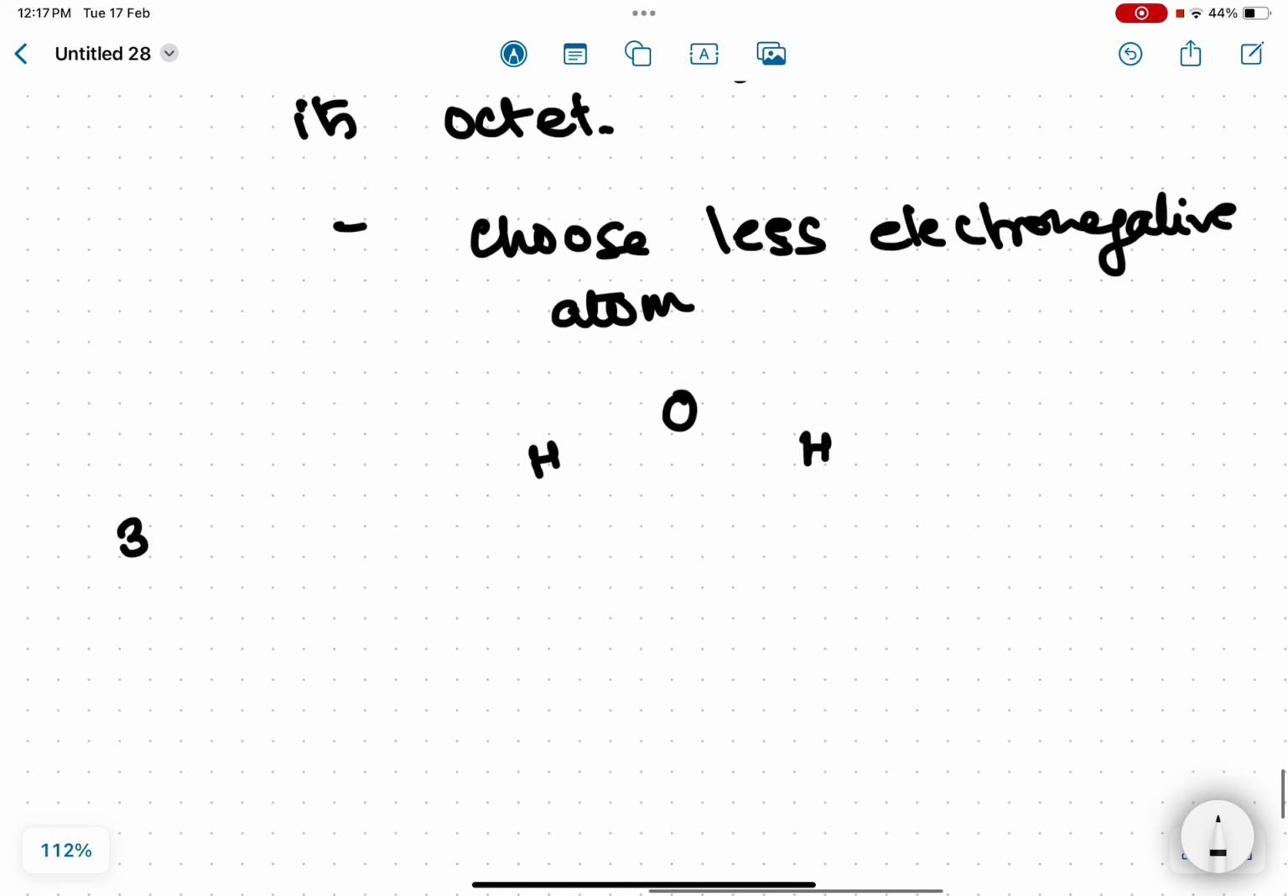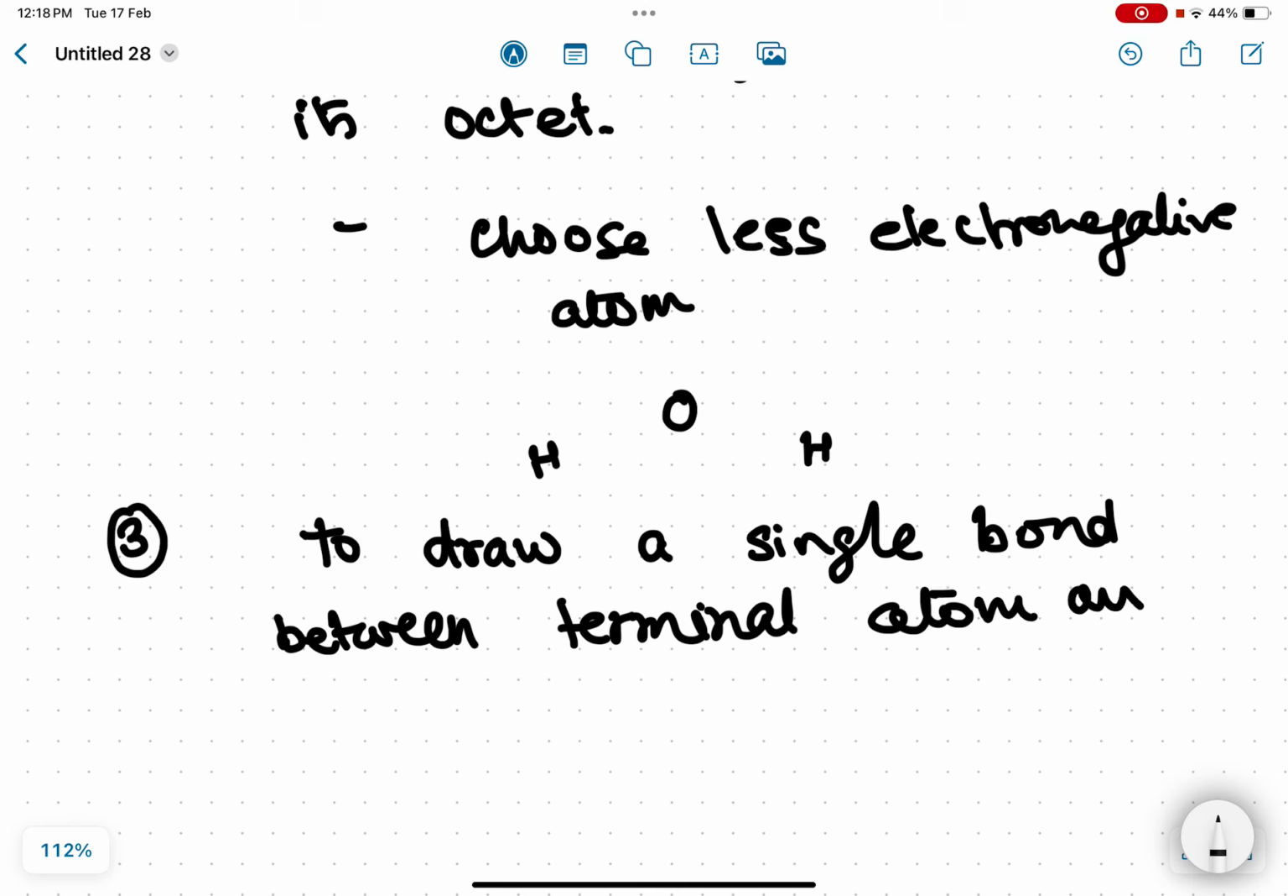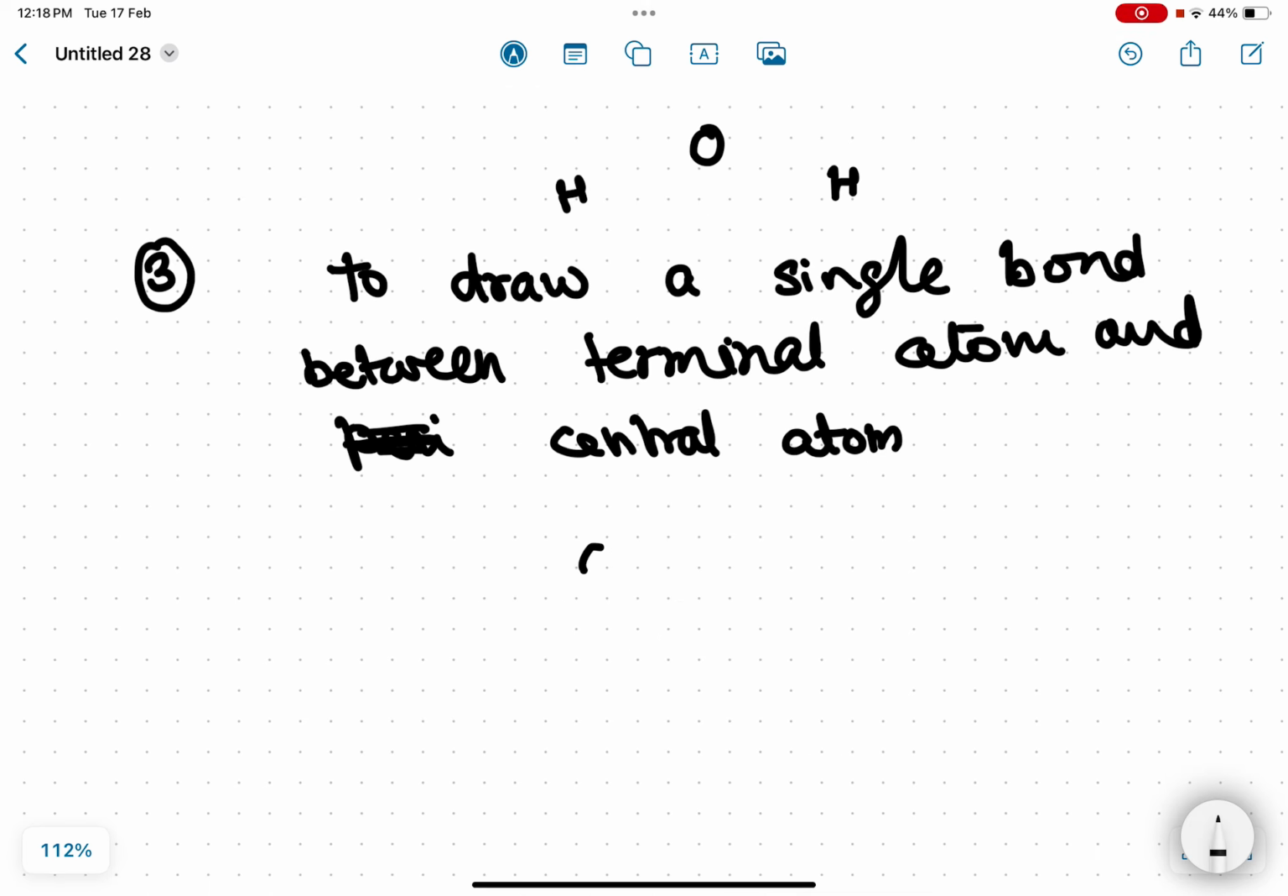Now the third step would be to draw a single bond between terminal atoms, or peripheral atoms, and the central atom. All right, so we will draw a single bond here.